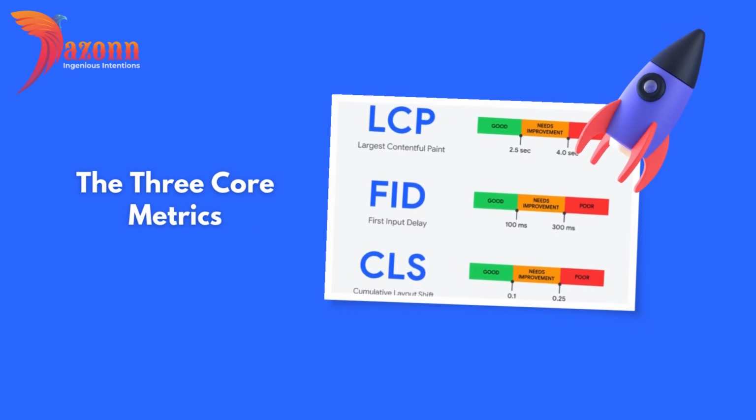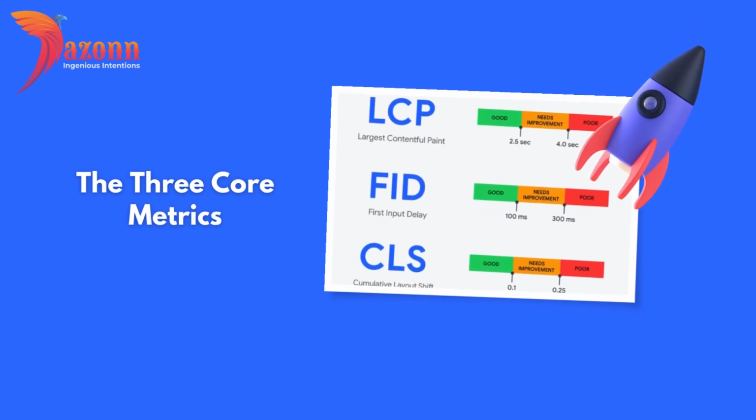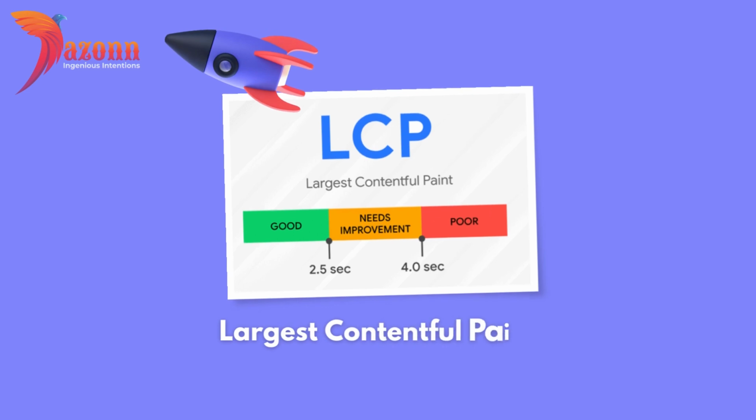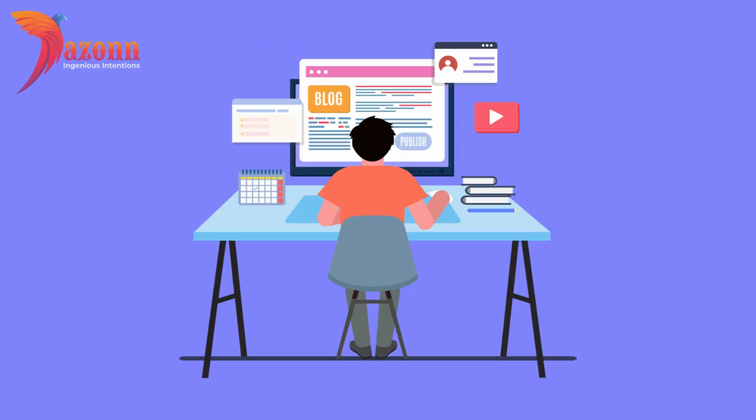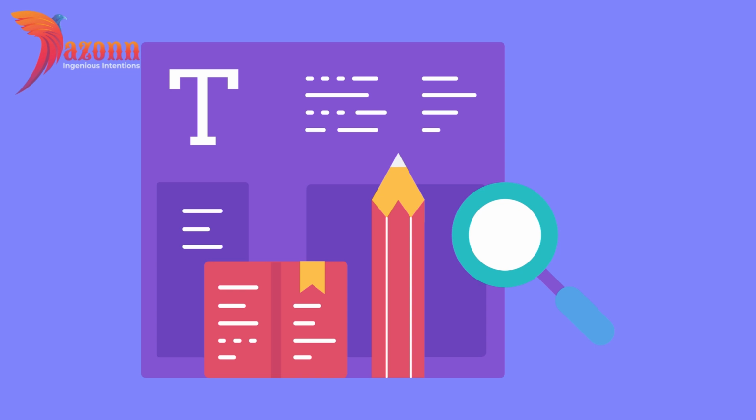There are 3 core metrics that make up Core Web Vitals. Metric 1. Largest Contentful Paint, LCP. LCP measures how fast the largest content element on your web page loads. A faster LCP means users can see your content sooner.